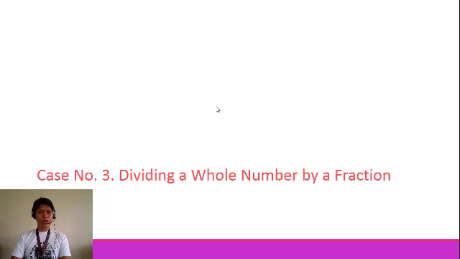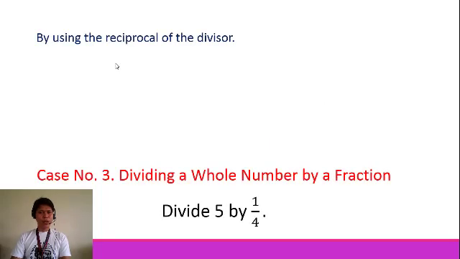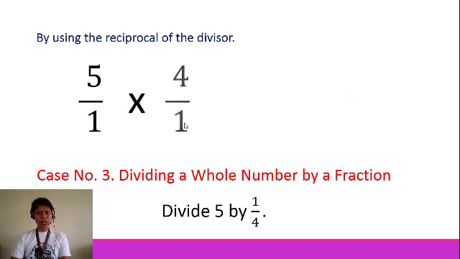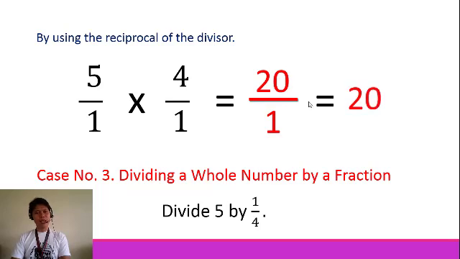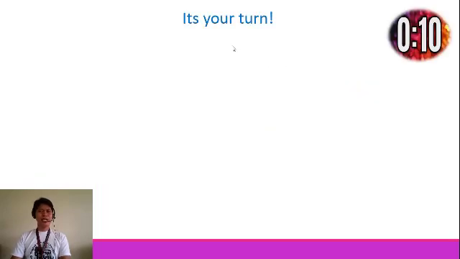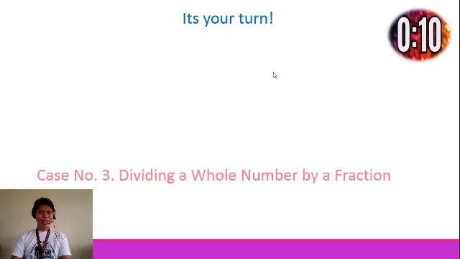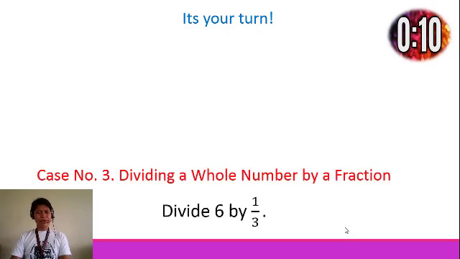Okay, or we can use the reciprocal of the divisor. We have 5 over 1 times, so change the sign into multiplication, and then 1/4 becomes 4 over 1. So 5 times 4 is equal to 20, and 1 times 1 is equal to 1. 20 divided by 1 is 20. The same results. Once again, it's your turn. Case number 3. Divide 6 by 1/3. Start.